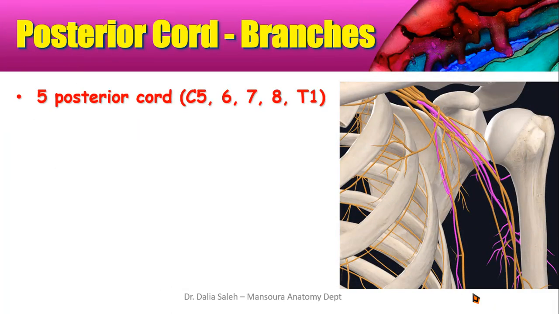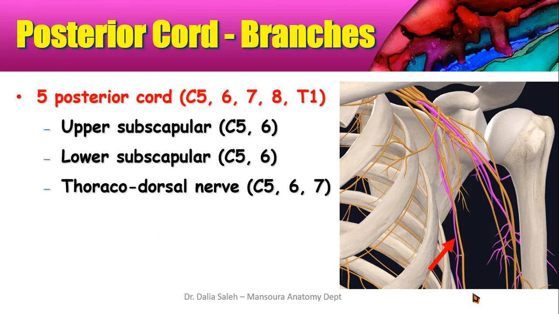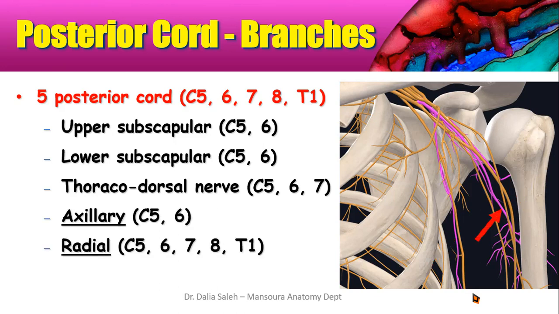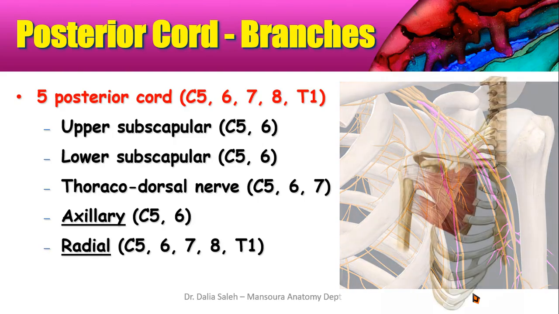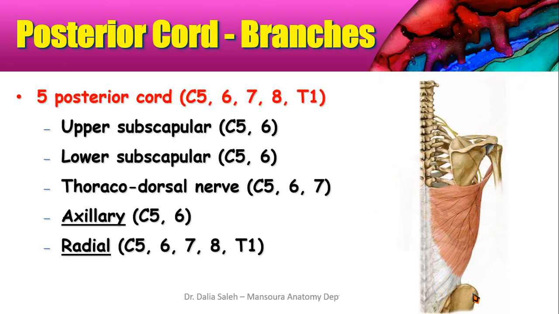And we have 5 branches from the posterior cord of the brachial plexus. They are the upper and lower subscapular nerves, the thoracodorsal nerve, the axillary nerve, and the radial nerve. The upper and lower subscapular nerves will supply the subscapularis and the teres major muscles, while the thoracodorsal nerve, which is also called nerve to latissimus dorsi, will supply the latissimus dorsi muscle.